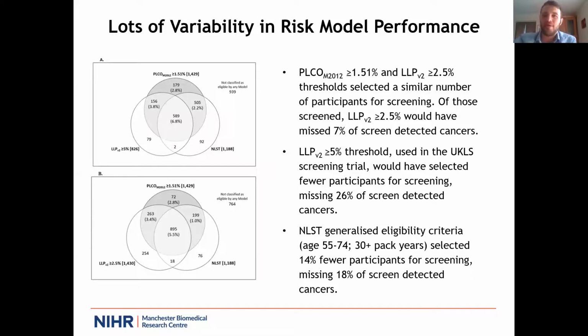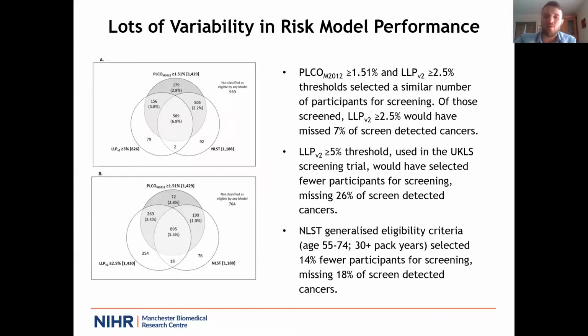If you use the LLP 5% threshold, which was used in another UK lung screening trial, and is also being trialed prospectively in a couple of screening trials, you would have selected considerably fewer people for screening, but you would have missed over a quarter of the screen-detected lung cancers. So a really remarkable difference in the performance of the models.